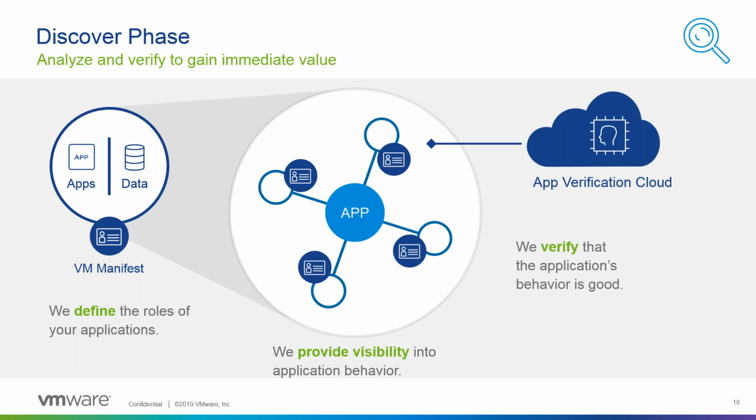So understanding the composition of each application, what servers make up a particular application, what processes or services are running inside those machines to support that application, how they're behaving, how they're communicating across the network, some of those sorts of things. And then we verify this behavior with the help of what we call the App Verification Cloud. The App Verification Cloud is a cloud service run by VMware that combines machine learning algorithms with human intelligence in our security operations centers to help you verify what good application behavior is.